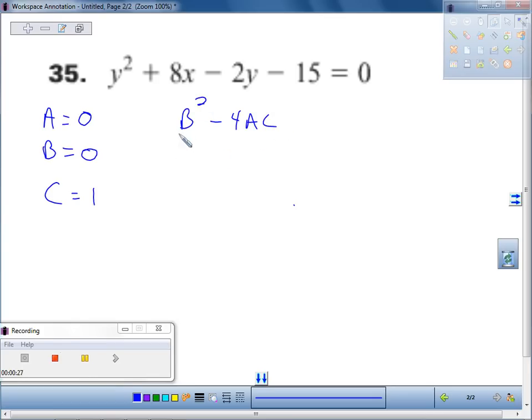B squared is 0. A was 0 and C was 1. Okay, so we multiply all this together and we get 0 minus 0. Okay, so that's 0. And we're told that if we end up with 0 for this, that it ends up being a parabola.